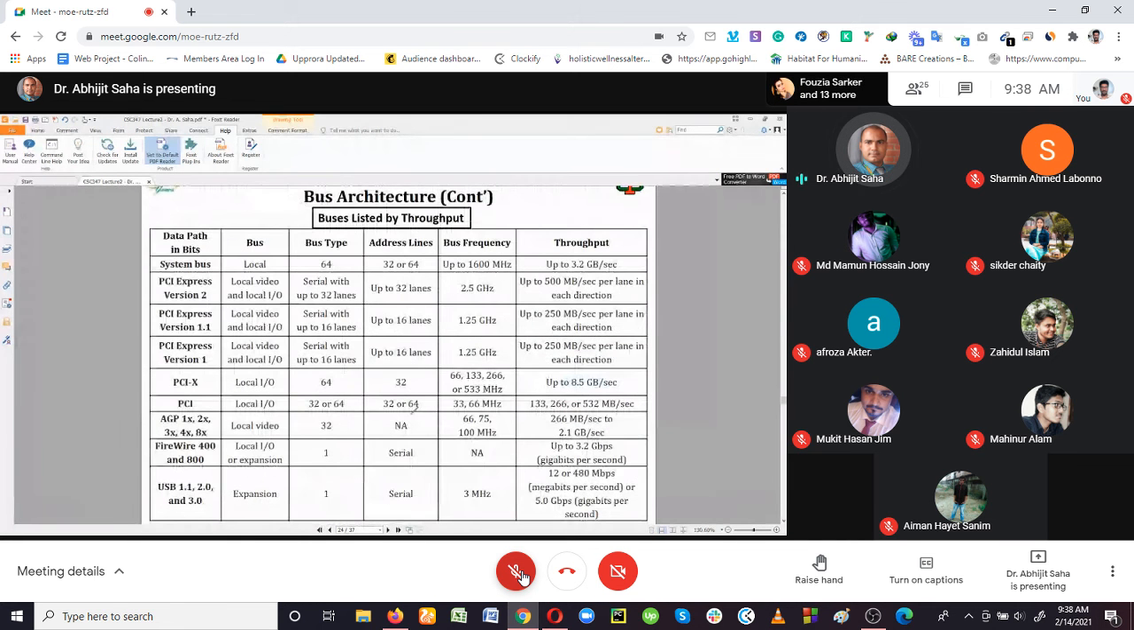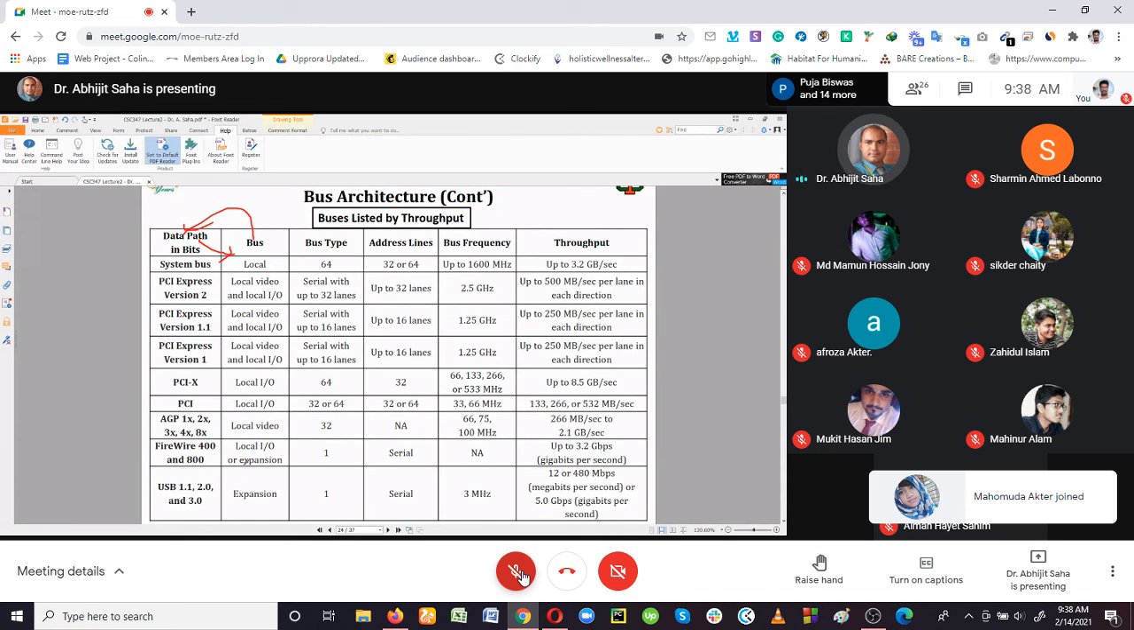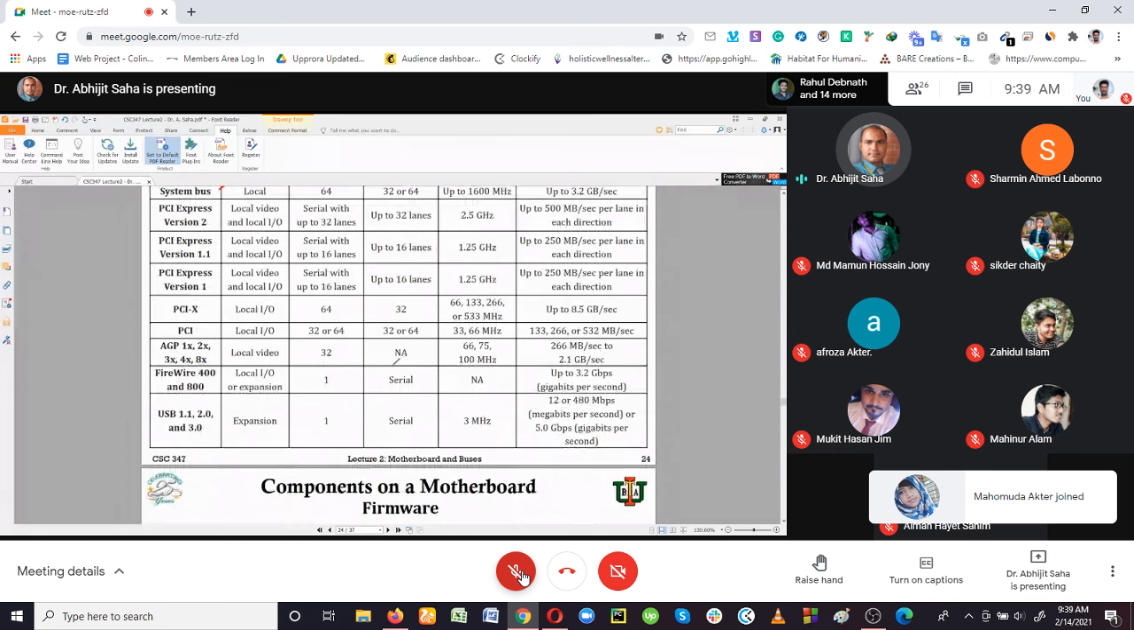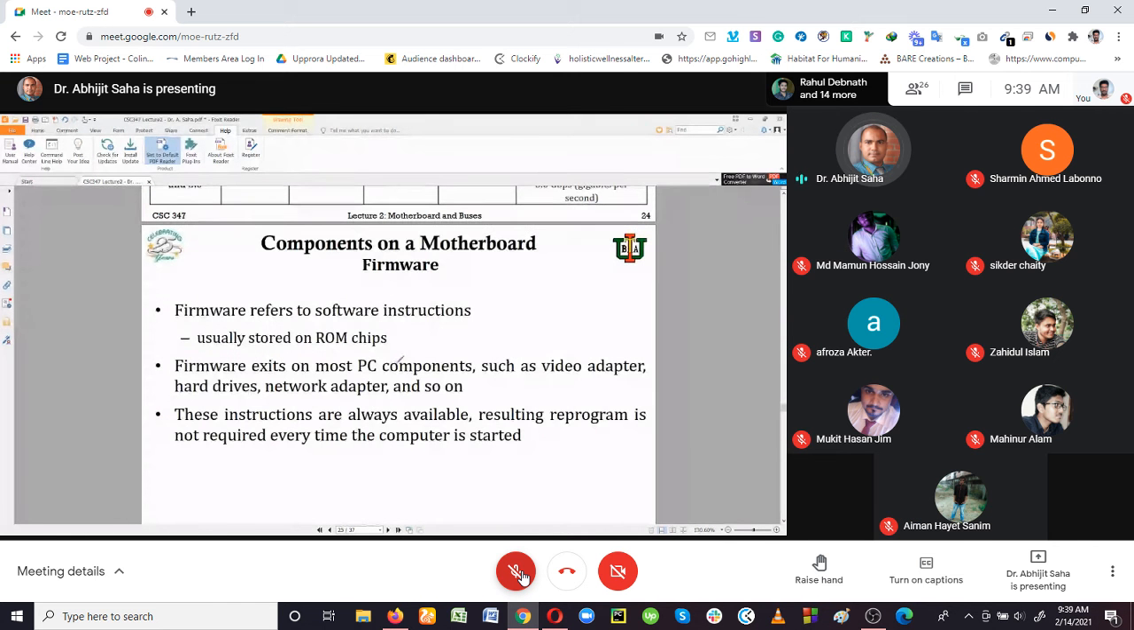And this is something I provided only for understanding, the buses listed with their throughput. You should know what buses there are. It is really important. I said you should modify it. You should know the purposes of having the buses, the bus type, the address lines, the bus frequencies, and the throughput. This may not be important for your exam, but you should know what types of buses there are and the purposes of having them. I provided this table only for understanding the differences among them.